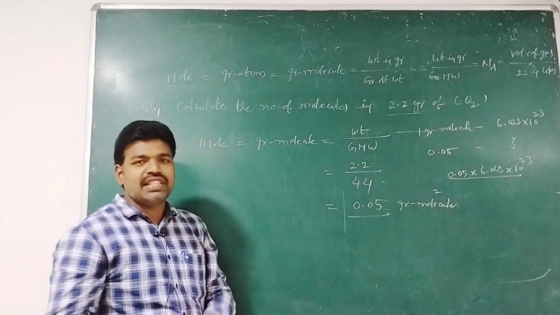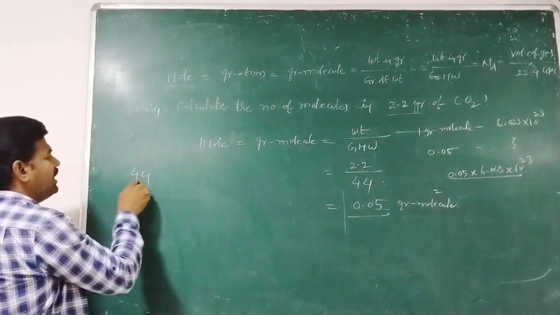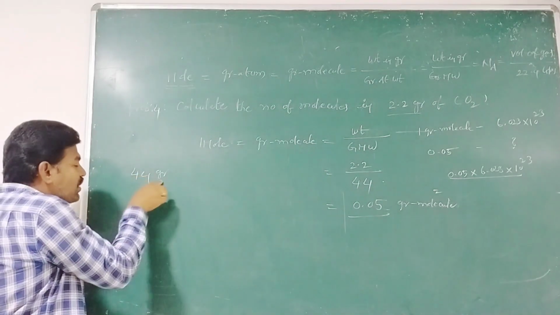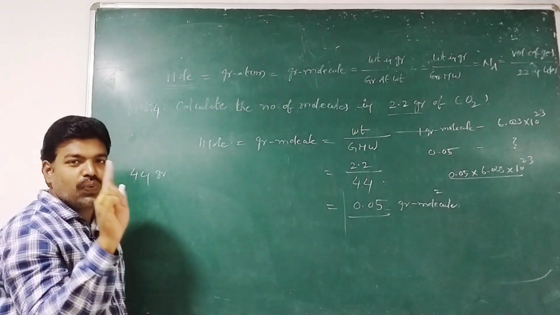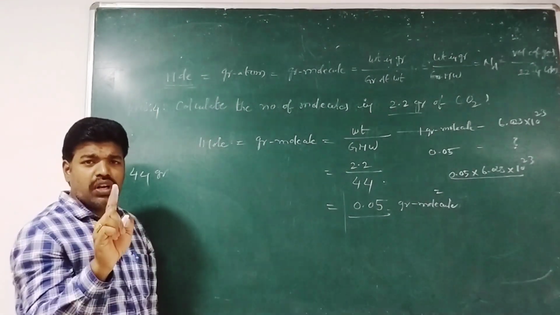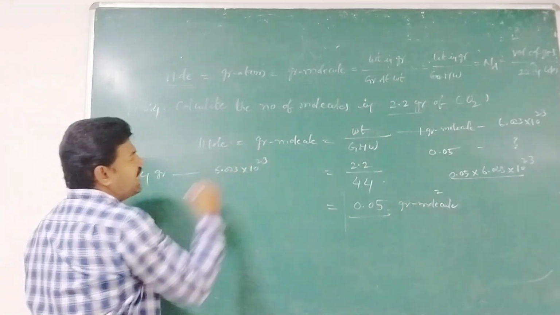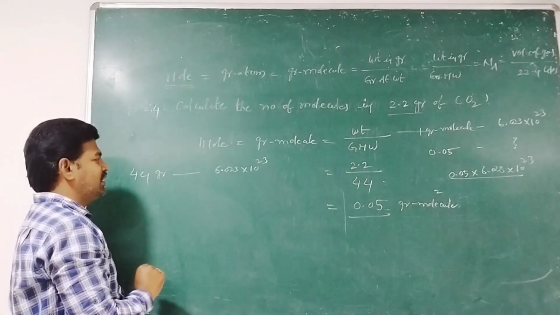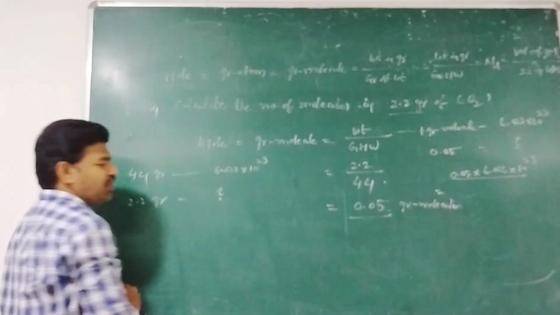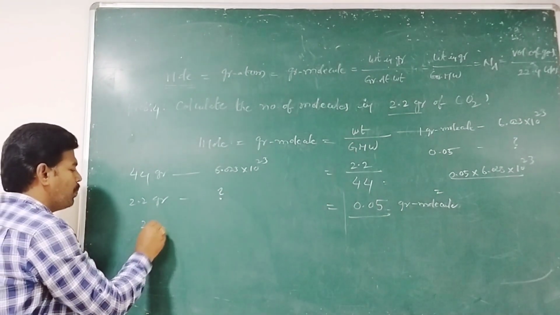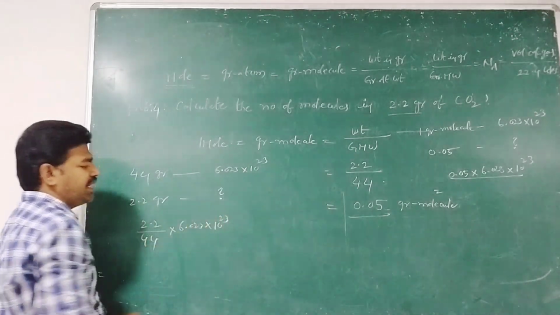Another way is very simple. 44 grams of CO2 is equal to 1 gram molecule or 1 mole. This contains 6.023 into 10 to the power of 23 molecules. Then how many molecules does 2.2 grams contain? Again, we can do that: 2.2 by 44 into 6.023 into 10 to the power of 23.